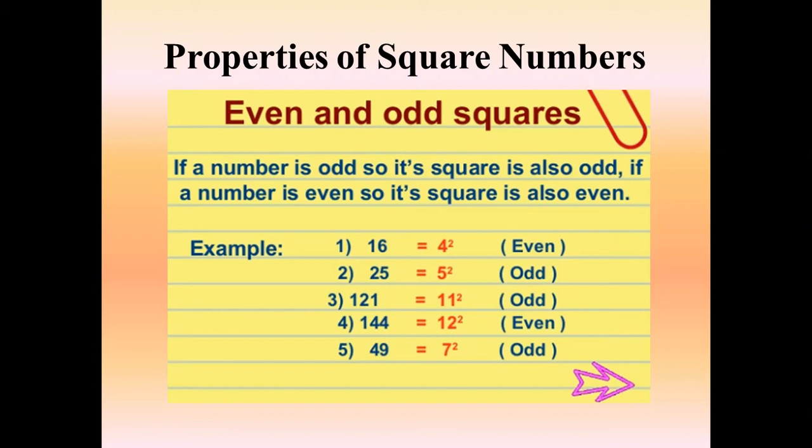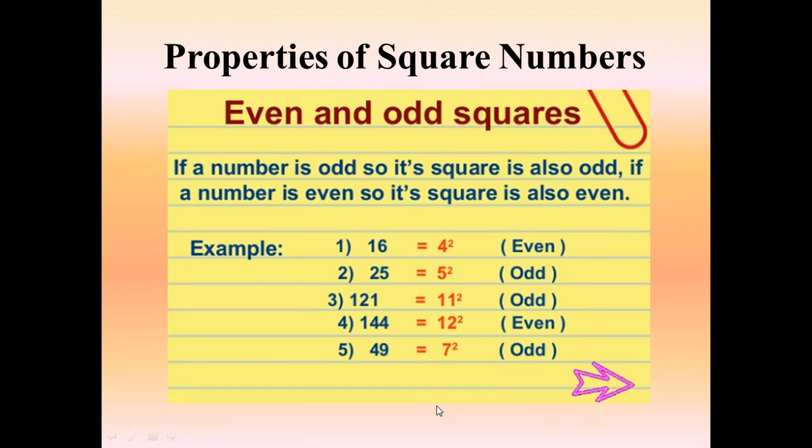Okay, now like we have seen that 1 square was 1 and 3 square was 9, and we know that 1 is an odd number and 3 is also an odd number. So when we calculate the square of 1 or the square of 3, we also get an odd number. So we can say that if the number is odd, its square is also odd. If a number is even, its square is also even. For example, 16 is an even number. So what is 16 square? 16 square is 256. Then 5 is an odd number. So what is 5 square? That is 25. And 25 and 5 are both odd numbers.